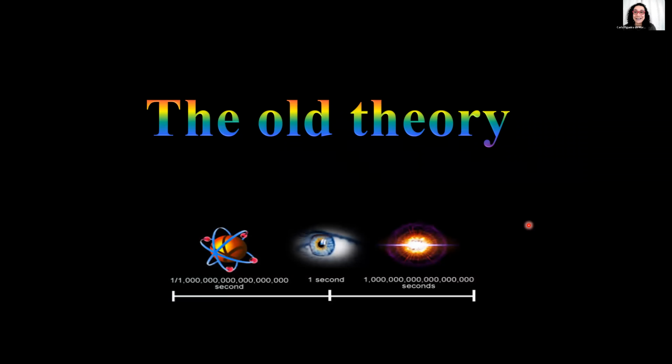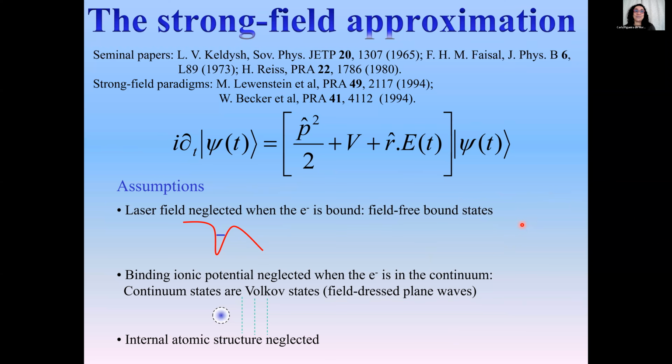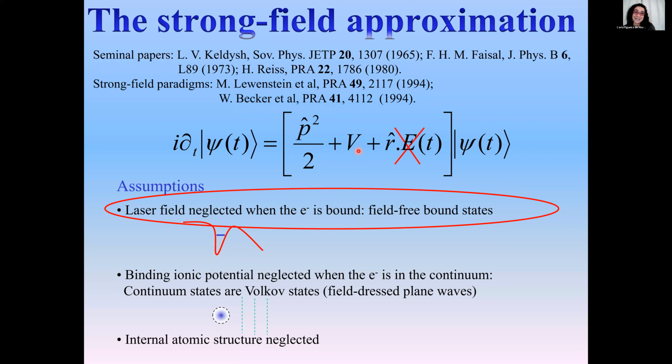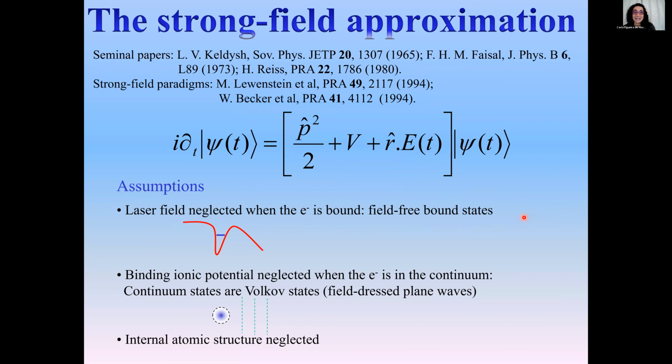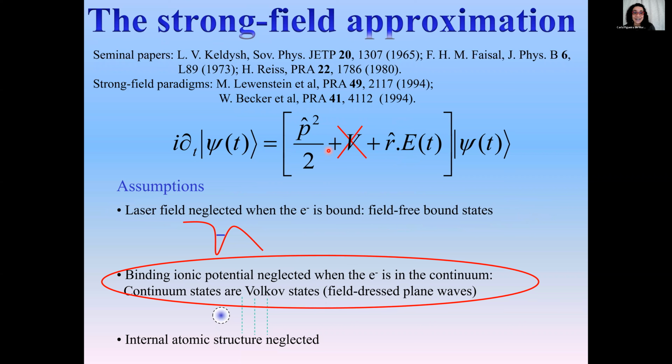So let me start with a history lesson. Let me talk about the old theory, which is the strong field approximation. The key idea is you have here something that you cannot solve analytically, which is this Hamiltonian of an electron in a field. But you can solve, supposedly, something that, even if you cannot solve it analytically, is easier to solve. So you neglect the laser field when the electron is bound. You have field-free bound states. And you also neglect the ionic potential when the electron is in the continuum.